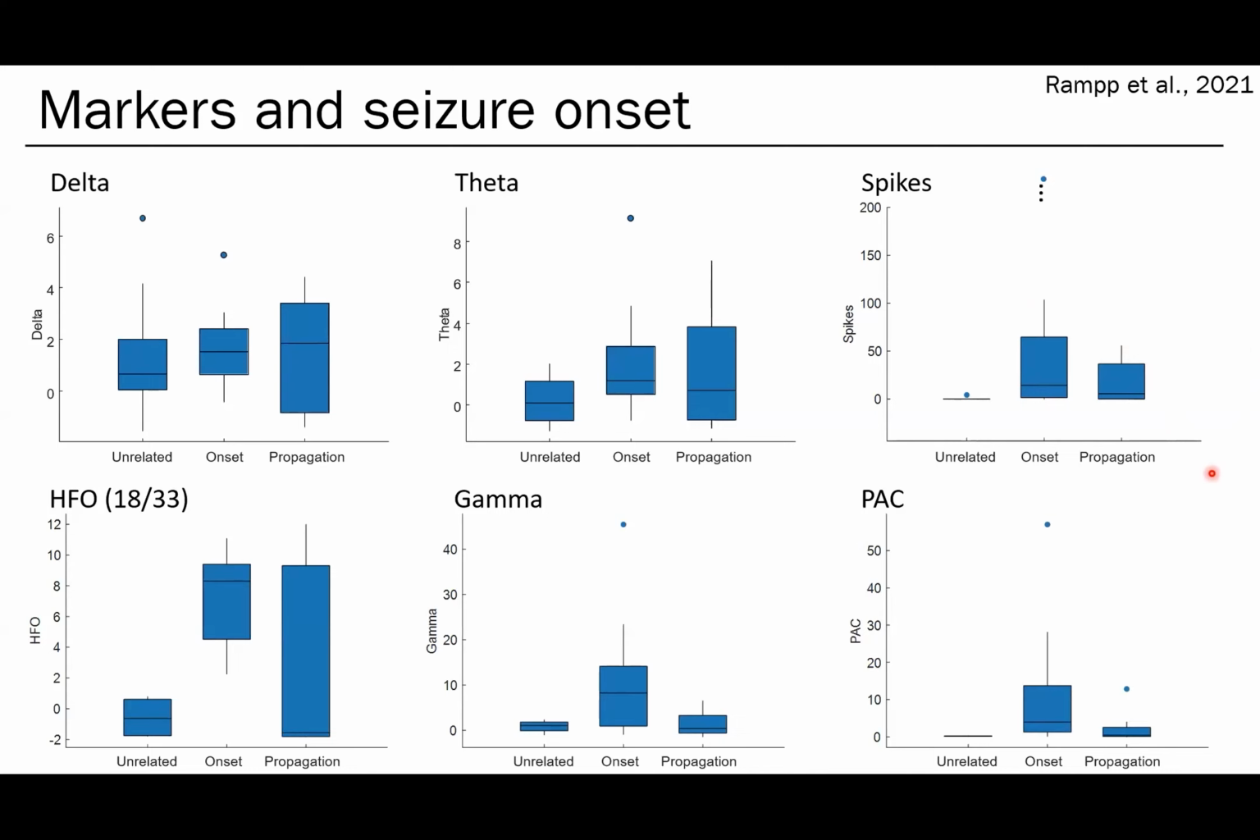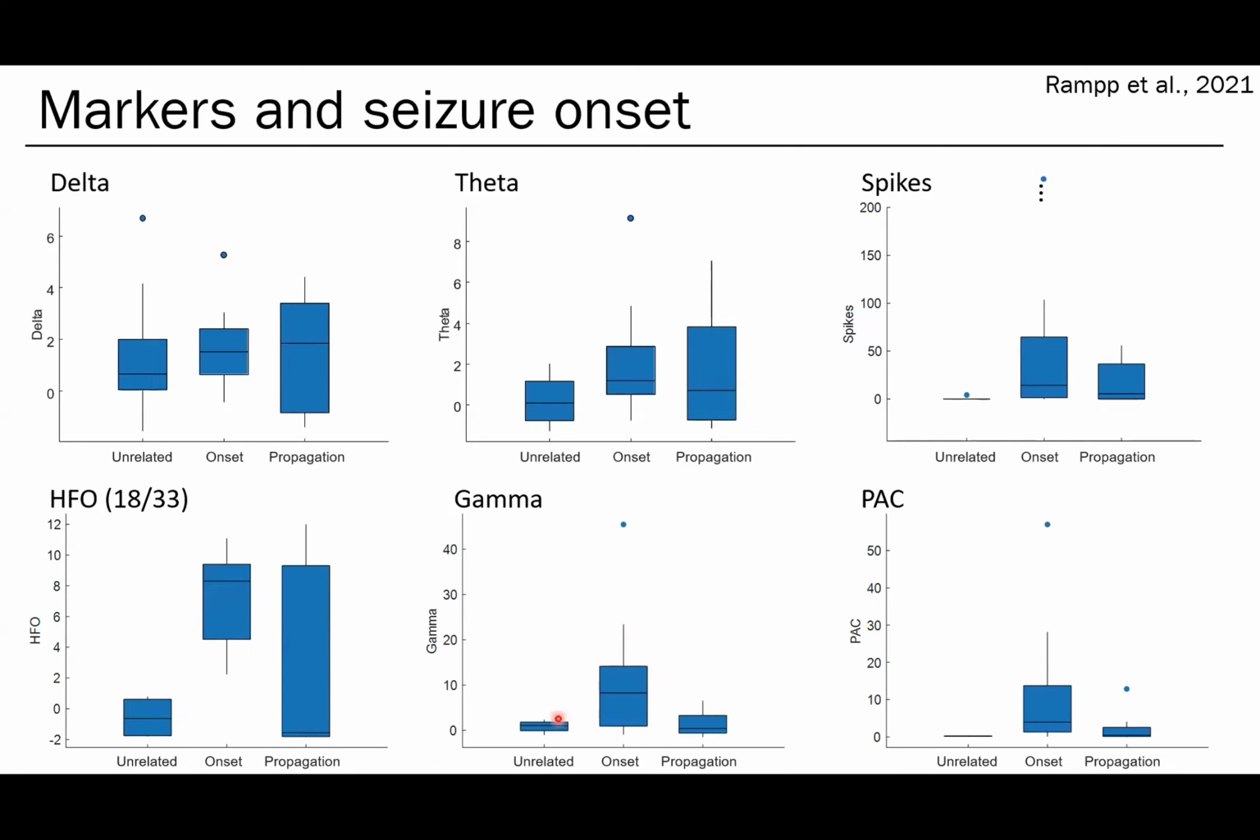And then we also see a very nice contrast in high-frequency oscillatory activity in the onset region. Much higher HFO quantities compared to propagation and basically nothing in unrelated areas. This is also something that is frequently reported nowadays in the literature. We also saw this contrast for somewhat slower fast activity in the gamma band. Here also you saw a high degree of gamma oscillations in onset areas, not so much in propagation areas, and not in unrelated areas.